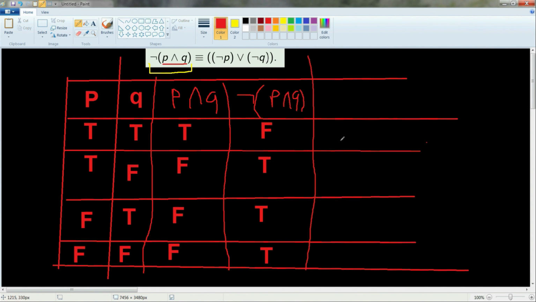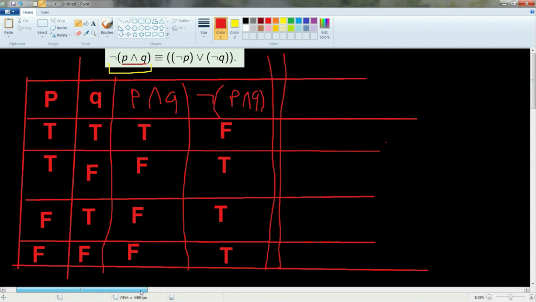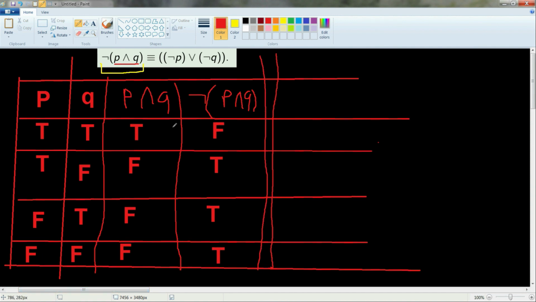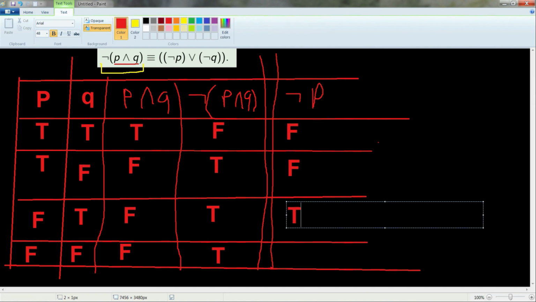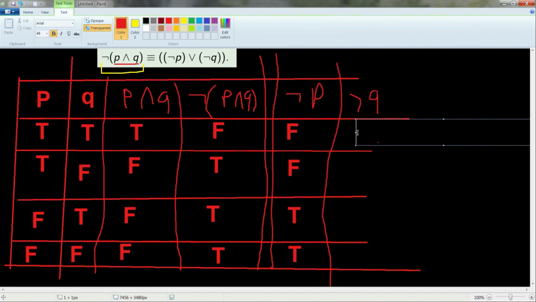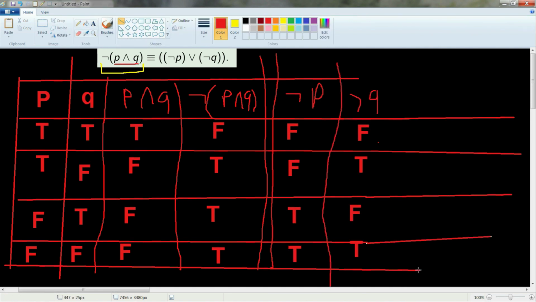So when doing a proof like this, I find it useful to leave kind of a double space like this, just so that you're clear I'm done with the left-hand side and I'm now working on the right-hand side. Okay, so let's build the truth table for not P. So not P will be false, false, true, true. And for not Q, I'm going to simply have false, true, false, true.